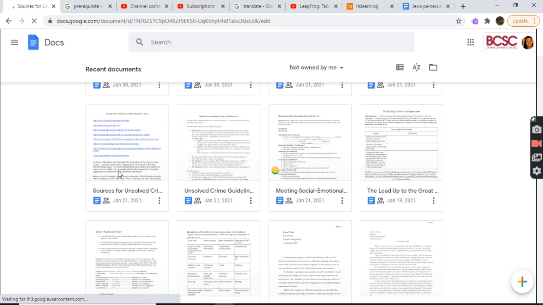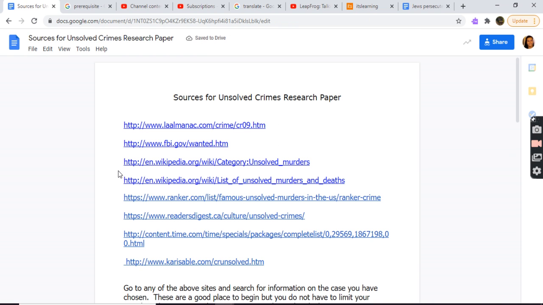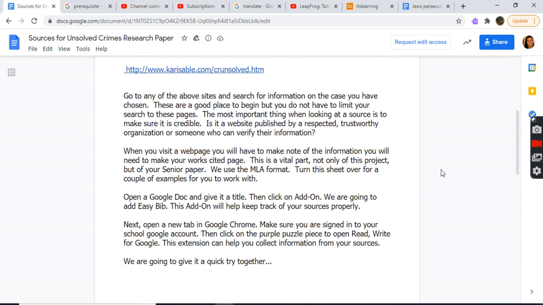Sources for Unsolved Crimes research paper. You can click one of those links, and this will tell you all of them. Go to any of the above sites and search for information on the case you have chosen. Choose a state, and choose the state and country that he was born.